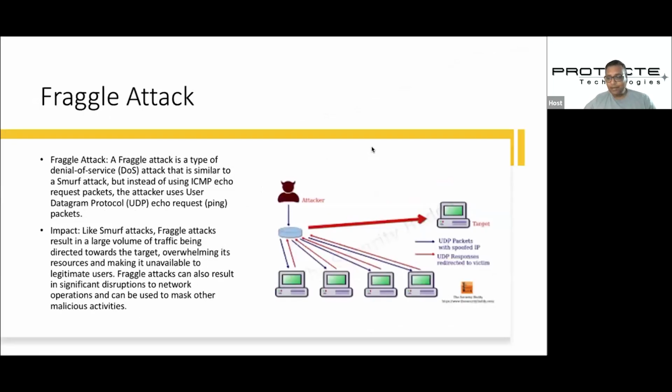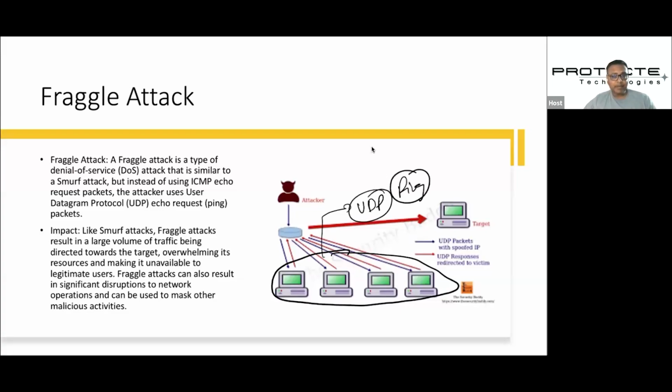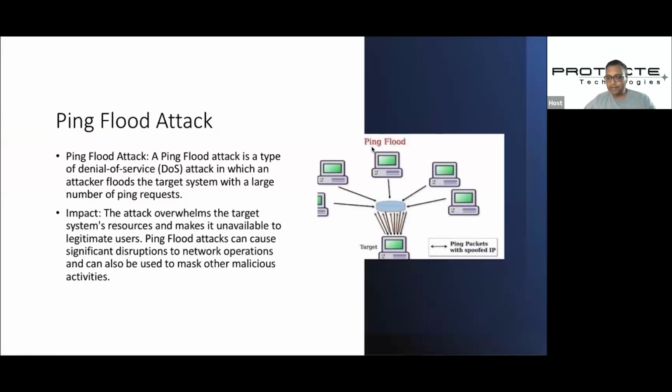Then you have a Fraggle attack. In a Fraggle attack, the attacker takes control of multiple computers and sends you a UDP packet. UDP ping packets have a habit of a streaming effect. They continuously stream, so it's a very effective denial of service attack. That's called a Fraggle attack. And then you have a ping flood attack. A ping flood attack is when multiple networks send a ping request to one target to overwhelm the target.